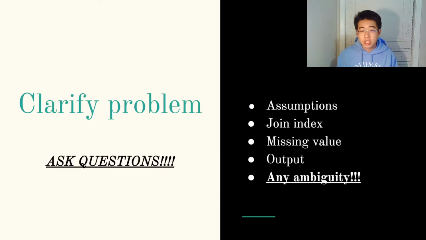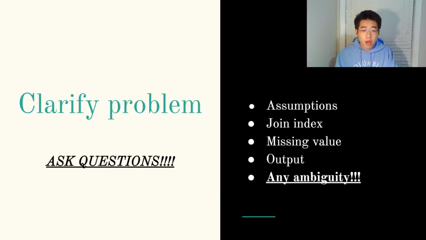You also want to make assumptions. You want to talk about maybe missing values, how we treat them. And you want to confirm that the output that you're thinking in your mind is also similar to what they have in their mind. Basically, if you see any ambiguity at all, you want to confirm that with the interviewer. And almost every time they will leave the question a little bit ambiguous just so that you guys can ask these type of questions. So it's very important to ask questions before you proceed.